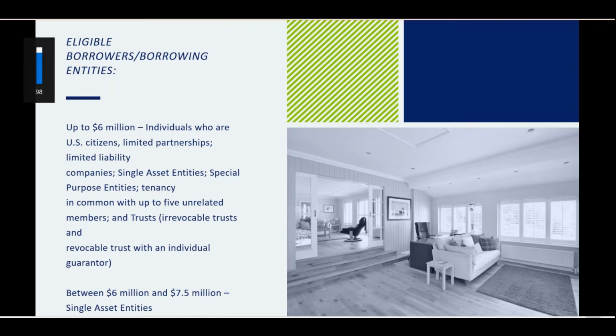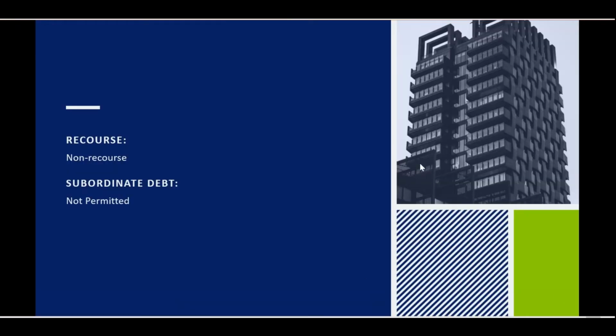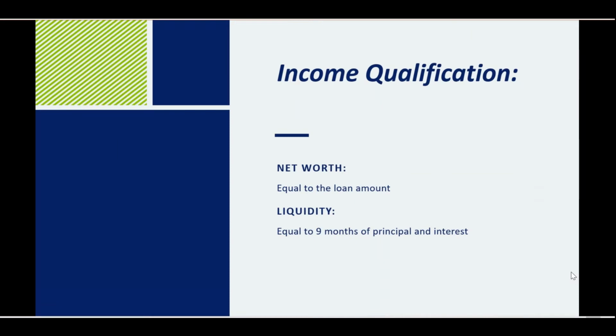Now, the eligible borrowers and borrowing entities, up to 6 million: individuals who are U.S. citizens, limited partnerships, limited liability companies, single asset entities, special purpose entities, tenants in common with up to 5 unrelated members, and trusts, irrevocable trusts, and irrevocable trusts with an individual guarantor. Between 6 million and 7.5 million, these are single asset entities. These are all non-recourse. There's no subordination permitted. For income qualification, the net worth needs to equal the loan amount. Liquidity equals 9 months of principal and interest.